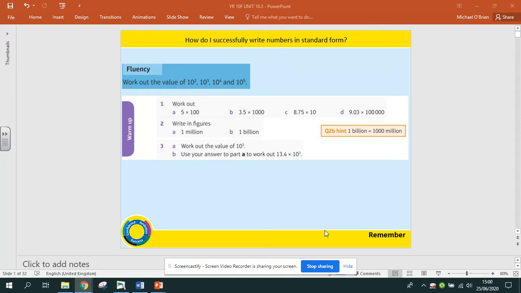So it's really important that we understand exactly how it works. To begin with our understanding today, I would just like you to work your way through the warm-up. It's all about powers of 10, which is exactly what standard form is all about. So pause the lesson, work your way through it, come back to the lesson when you're ready for the answers.